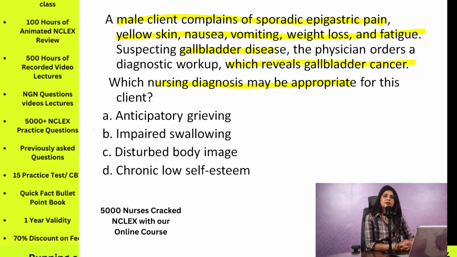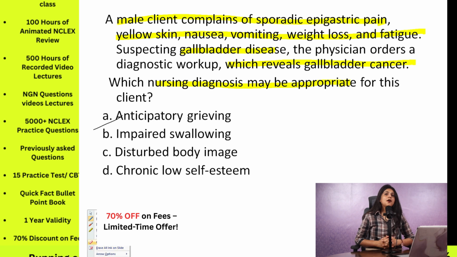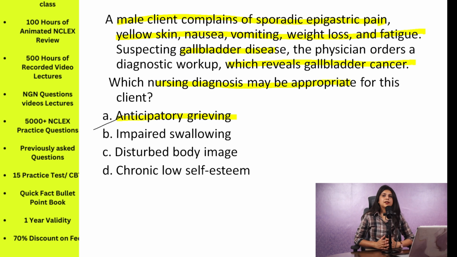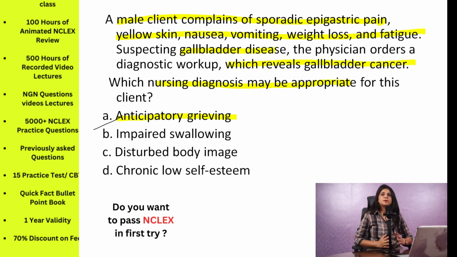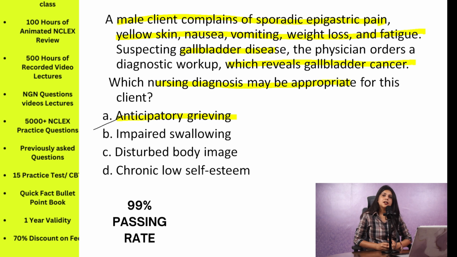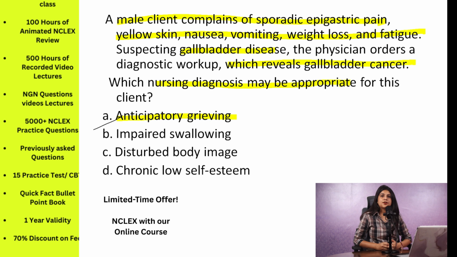Rationale: gallbladder cancer has a poor prognosis, with most clients surviving less than a year after diagnosis. Anticipatory grieving helps the client prepare emotionally for the expected outcome. Impaired swallowing is not a common symptom of gallbladder cancer. Disturbed body image may be relevant for disfiguring surgeries, but gallbladder removal does not typically impact self-image significantly. Chronic low self-esteem is not a primary concern at the time of diagnosis.